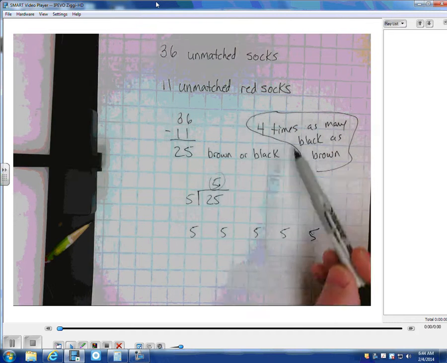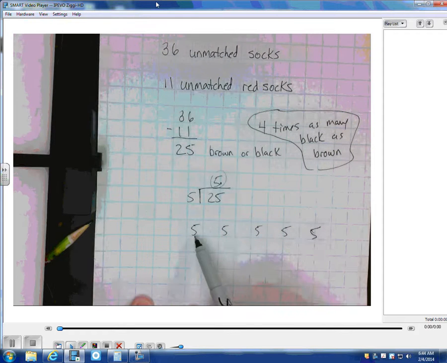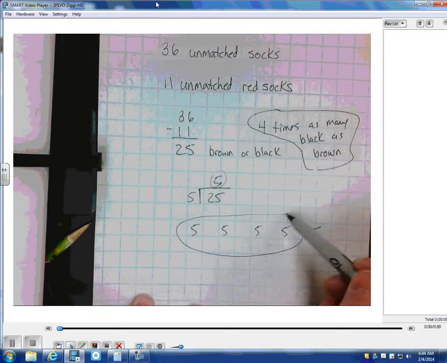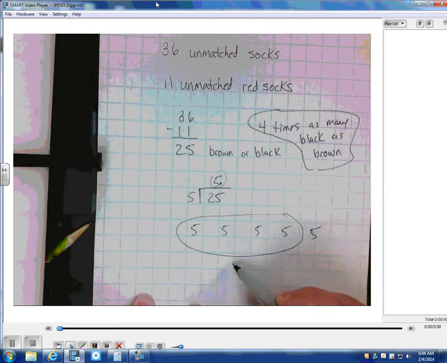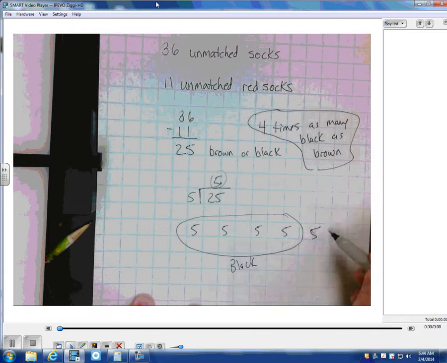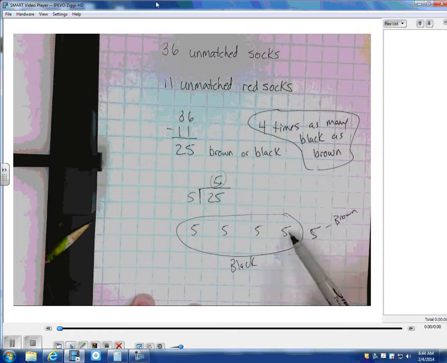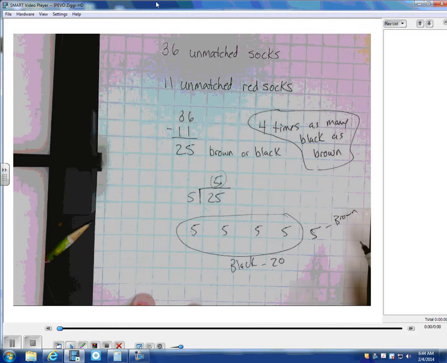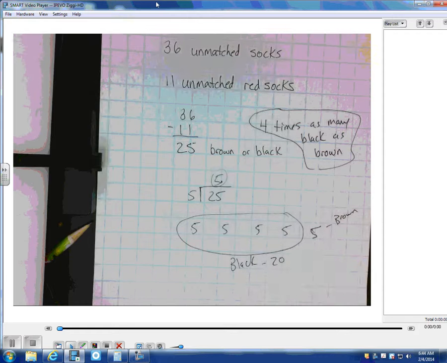Now I know I have 4 times as many black. So 4 times. 1, 2, 3, 4, as I do brown. So these would be my black, and then that would be my brown. Okay, so the number of black I have are 5, 10, 15, 20. So black is 20. Okay, so that's number 10.